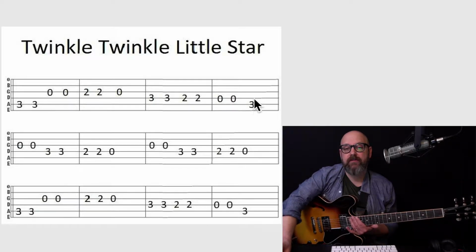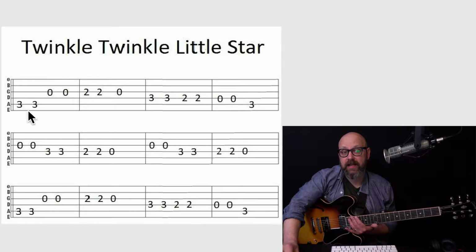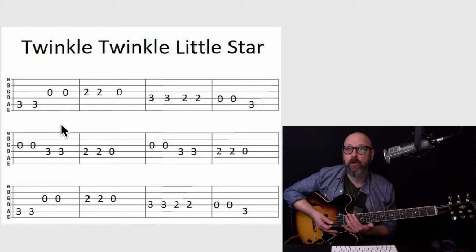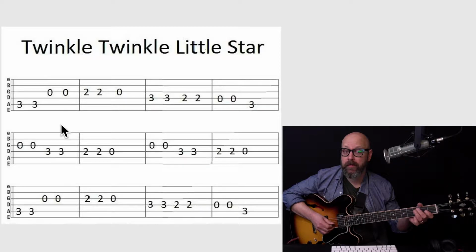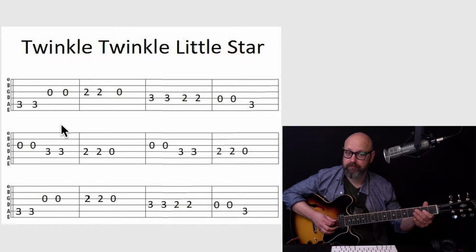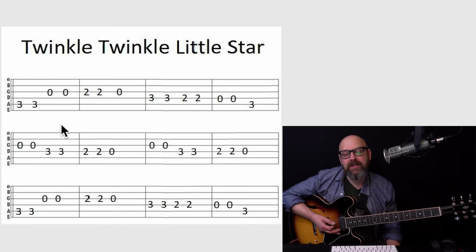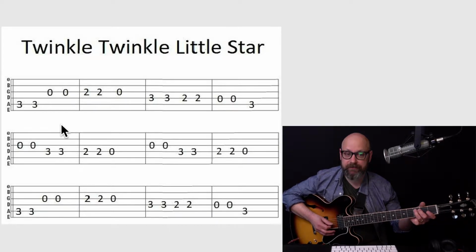Because if we had never heard of the song Twinkle, Twinkle, Little Star, this tablature here doesn't tell us how long to play any of these notes for, how long they ought to last. So it could be something like that. I was exaggerating that on purpose, but because we know how Twinkle, Twinkle, Little Star is supposed to sound, this works just fine. And then 3, 3, 2, 2, 0, 0, 3.